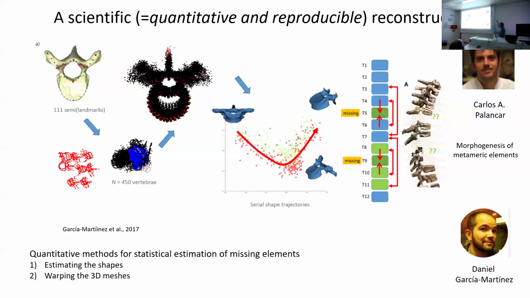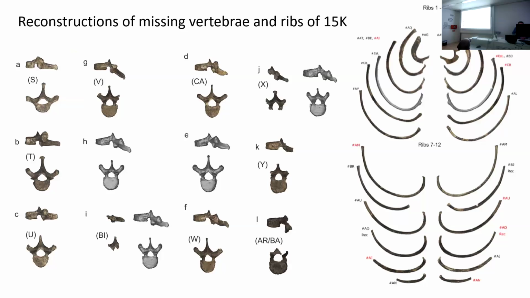And here you can see work from Carlos, who is focusing on thoracic and cervical vertebrae, and work from Dani, who worked more on the lower part of the spine. And we actually were successful and could reconstruct all these elements. Here you can see the brownish photorealistic models are the original surface scans of the fossil, and the gray models are the virtually estimated meshes.